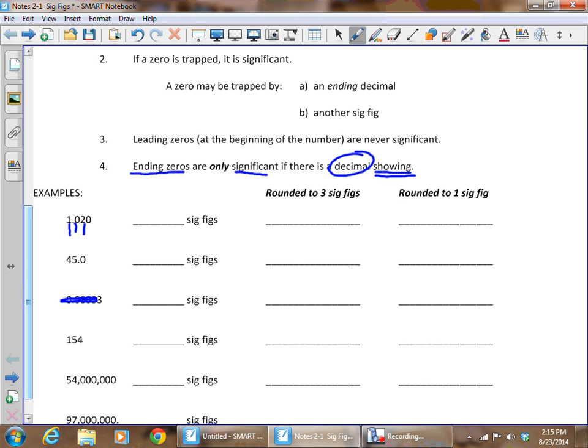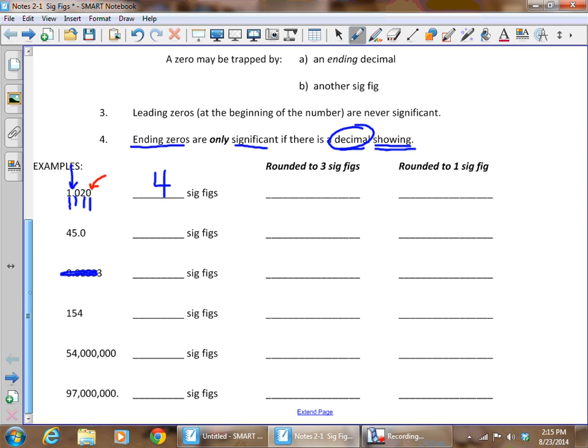So let's look at this first example. There is an ending zero here, right here. And we have to decide if that ending zero is going to be significant or not. And we base it simply on, is there a decimal showing? The answer is, yep, there sure is, right there. And if that decimal is showing, then that ending zero is significant. So this number has 4 sig figs.